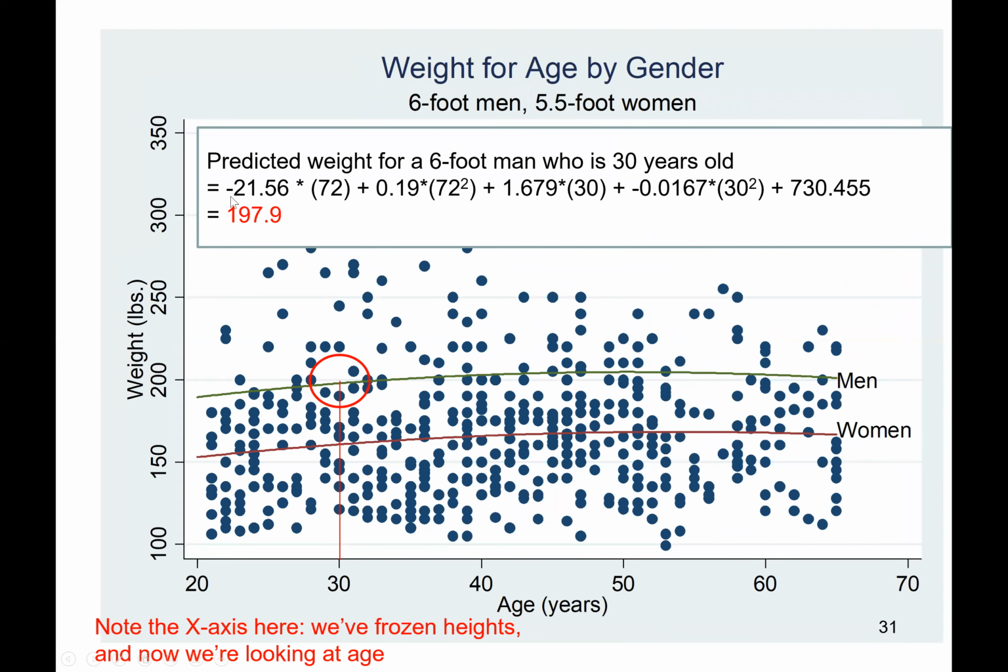Okay, so we've got our coefficient on height, and we know that the value for this person, 6 feet tall, is 72. So we plug that in. Now we plug in 72 squared here, and we multiply by the coefficient on height squared. We multiply the coefficient of age, which is about 1.679, times their age, which we know to be 30. We put 30 squared in for the age squared term, and we include the coefficient there. And then we don't forget about our constant term, which is 730.455. So if you take a calculator and you plug all of that in, you get a value of 197.9.